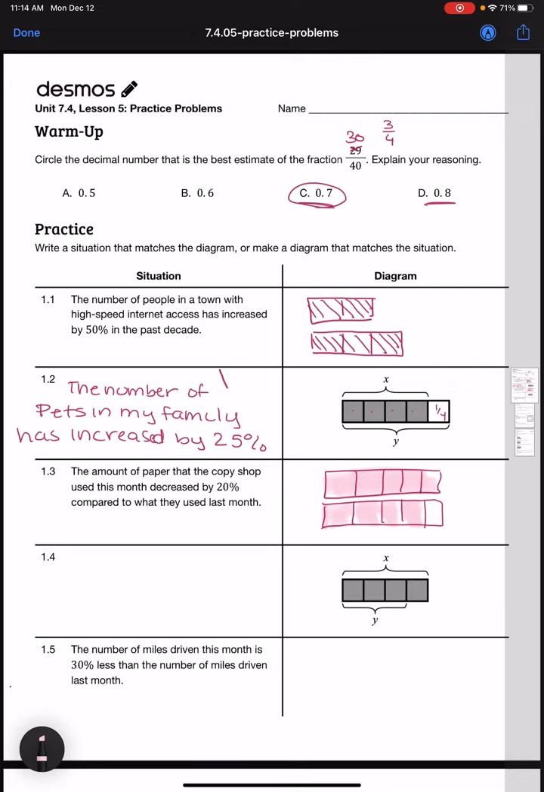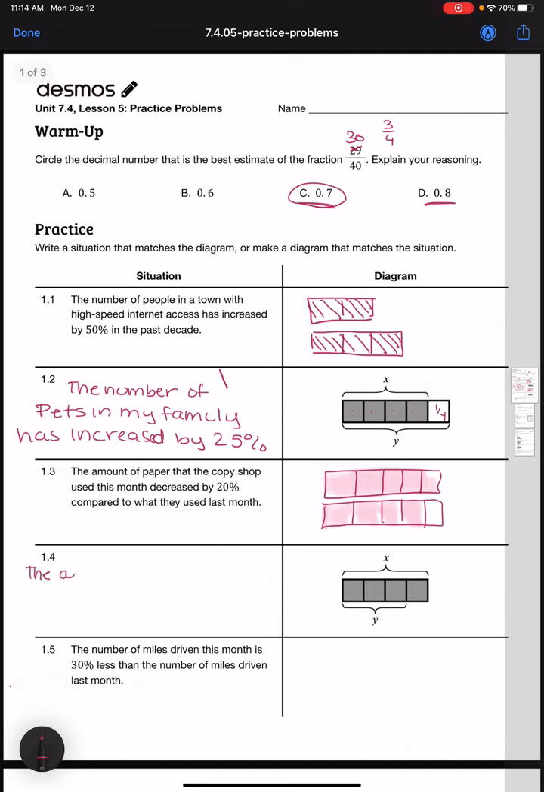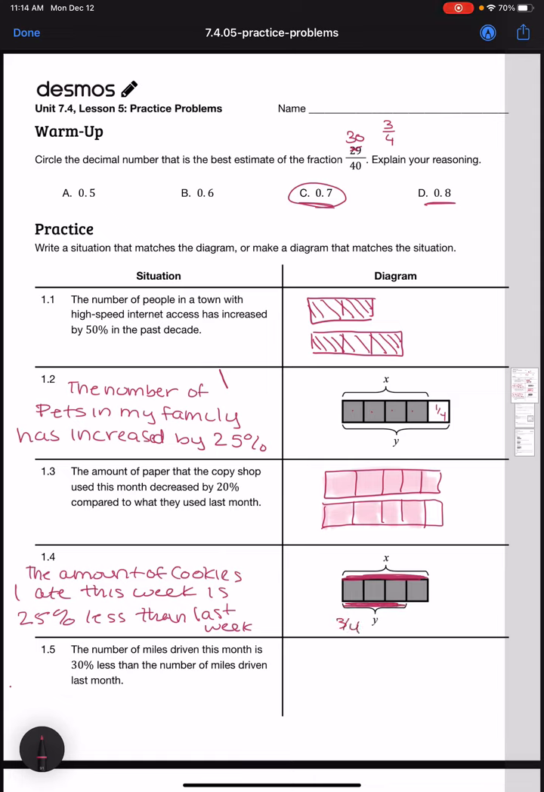Now let's look at the next one. I have a 4, and everything would be out of 25%. I could say the amount of cookies I ate this week is 25% less than last week. Because this was last week, I ate all of them. This week I only ate 3 of them. So 3 out of 4 versus 4 out of 4.